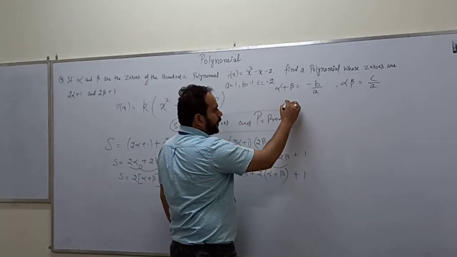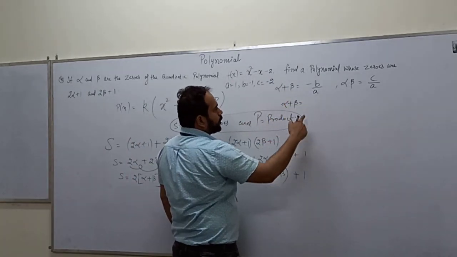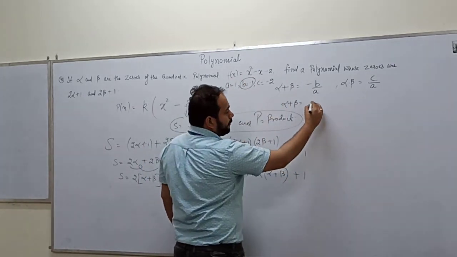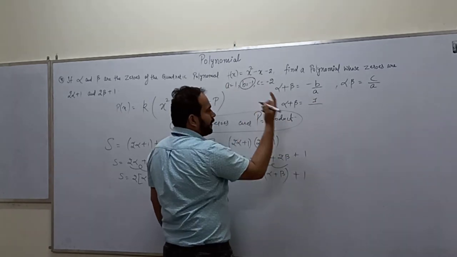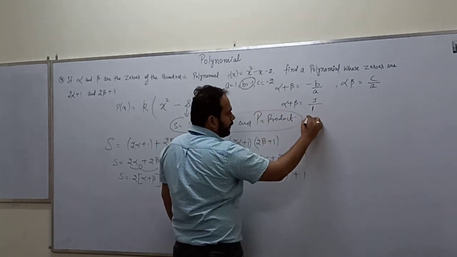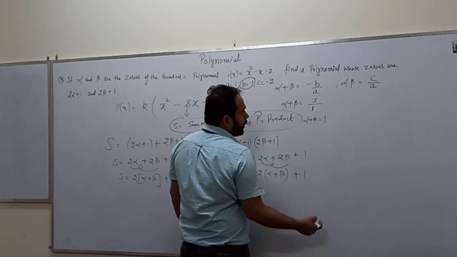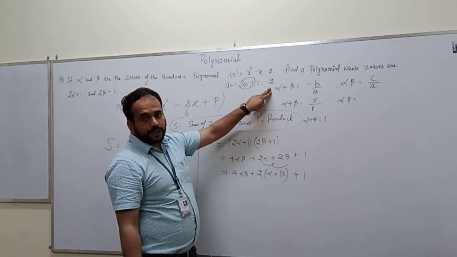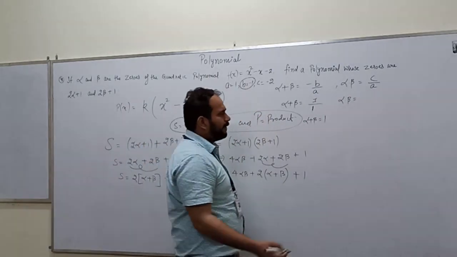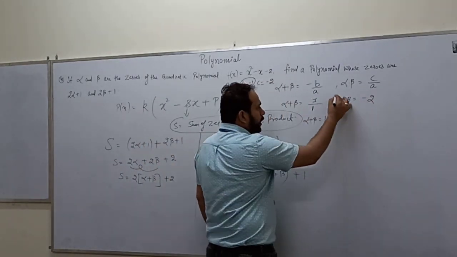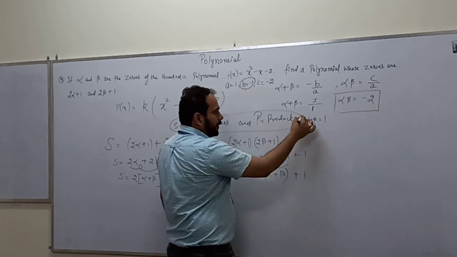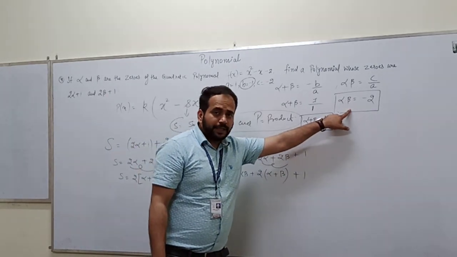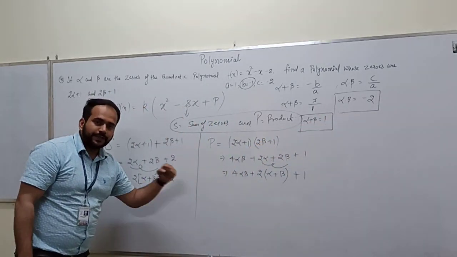Just put their values over here. Alpha plus beta equals minus of b. Let's say b is minus 1, so minus of minus 1 will become 1, divided by a, which is also 1. So alpha plus beta is 1, and alpha into beta is c by a. What is the value of c? Minus 2. So minus 2 by a will simply equal minus 2. I have got the values of alpha into beta and alpha plus beta. Just put these values into the previous equations which we have found.